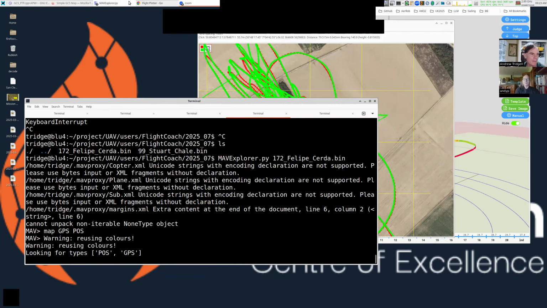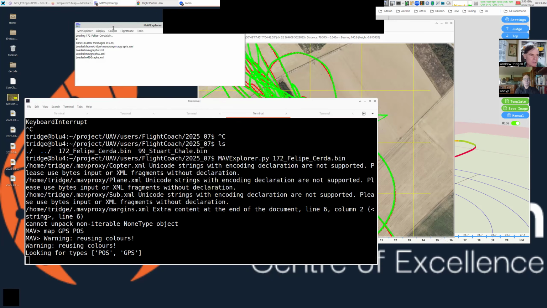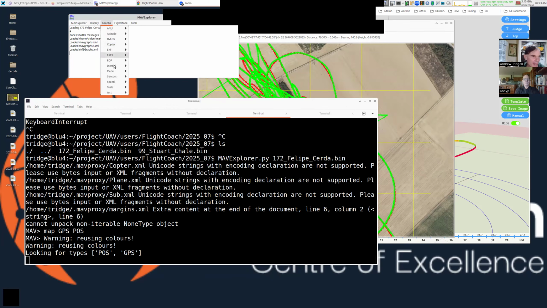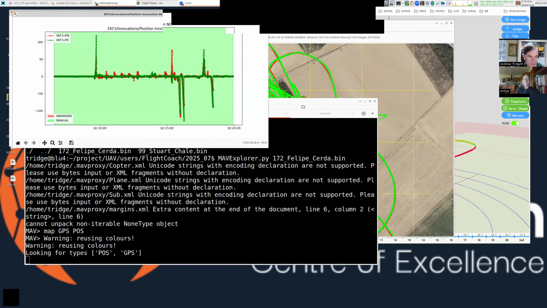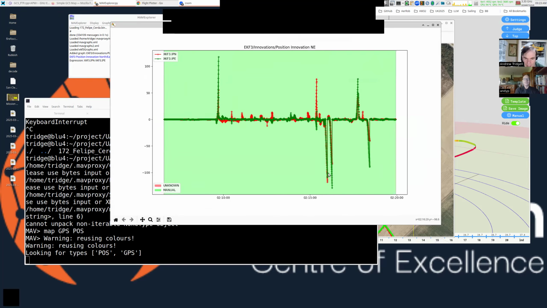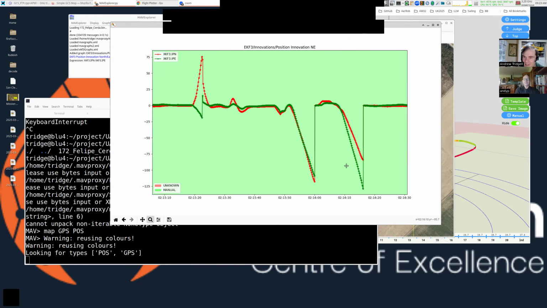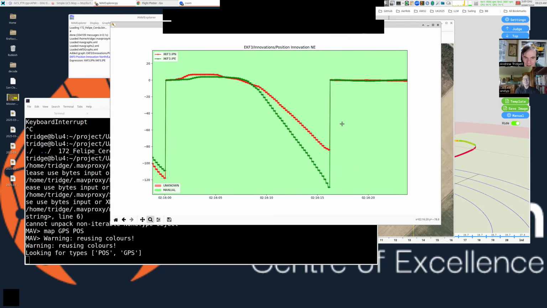So let's bring up that innovation graph. And so we want EK3 innovation, position innovation north east, right? So we are getting innovations here of 130 meters, right? Now, you're almost in the wrong paddock. At that point, you're not even within cooee, and you can see this sort of reset behavior.